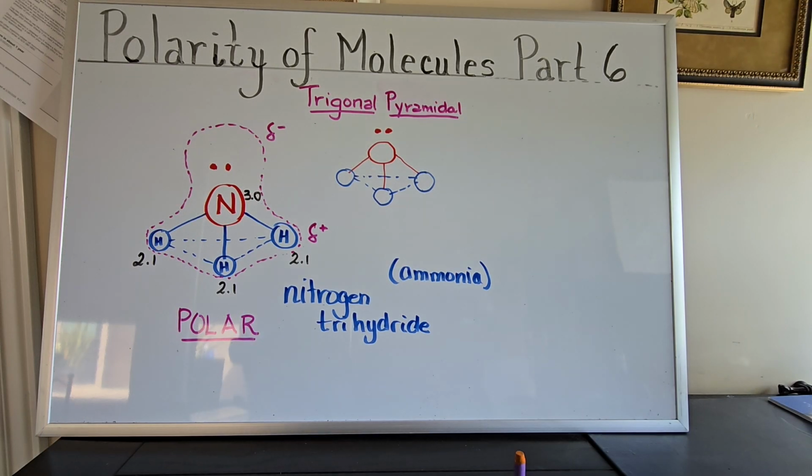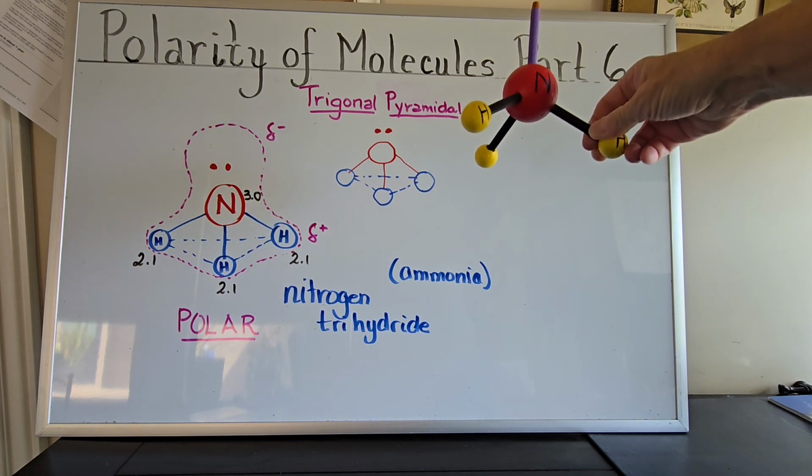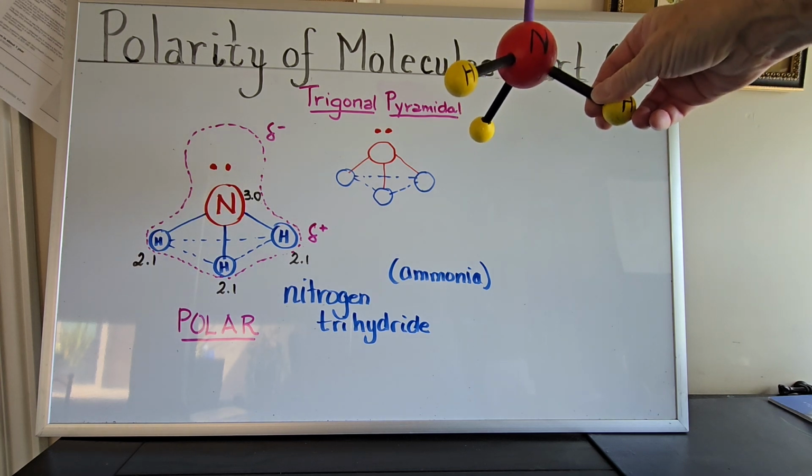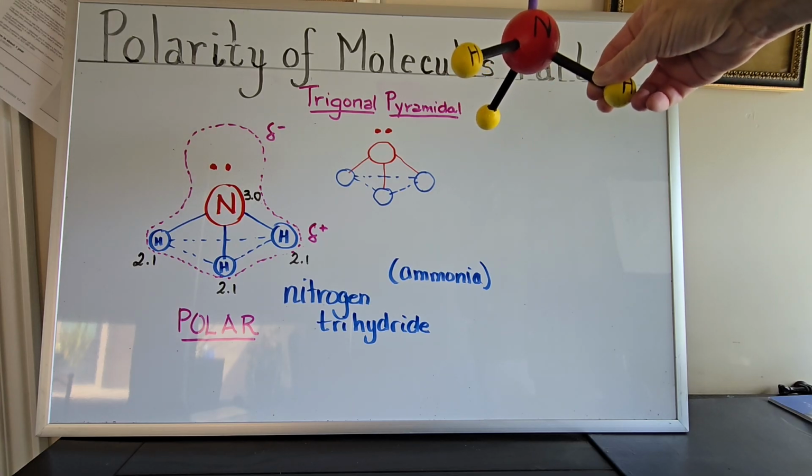Welcome to part 6 of Polarity of Molecules. Now we will be looking at a new geometry, trigonal pyramidal. This is very similar to trigonal planar. However, if you notice with our model and also with the drawing, the 3 terminal atoms are pushed down and out of the plane with the central atom. So they're not all lying in the same plane.